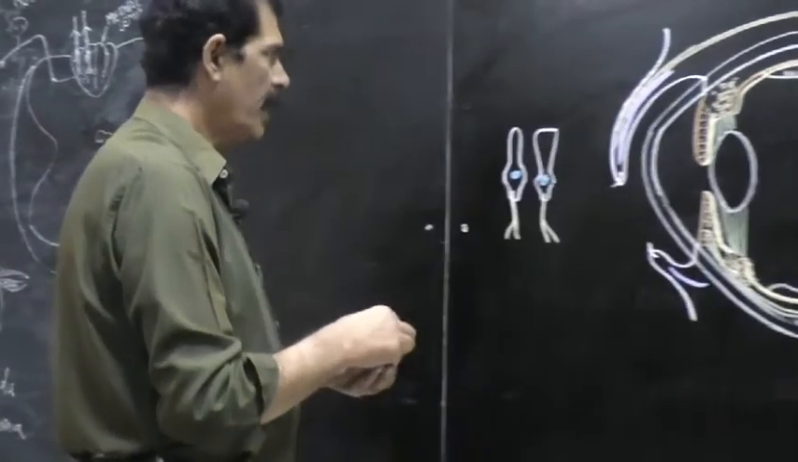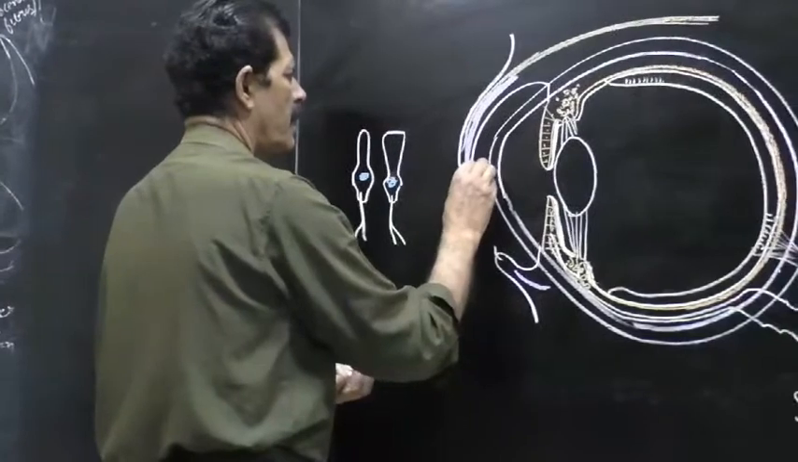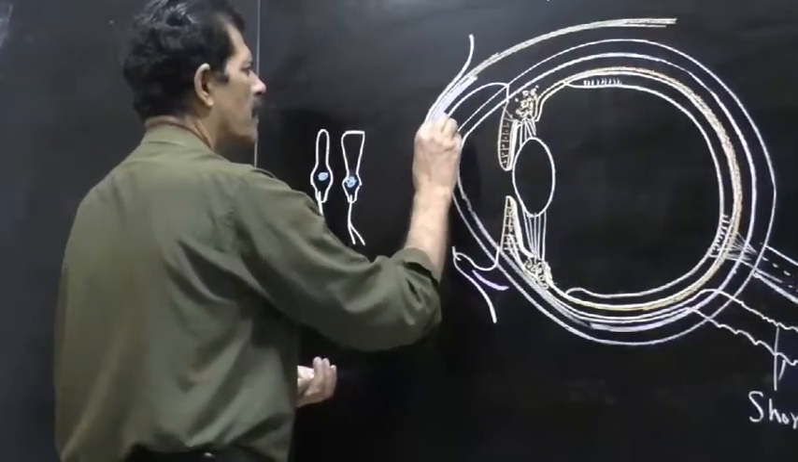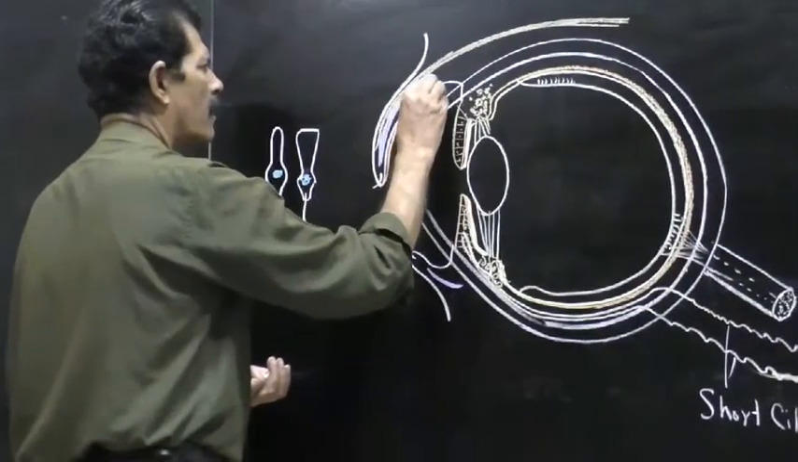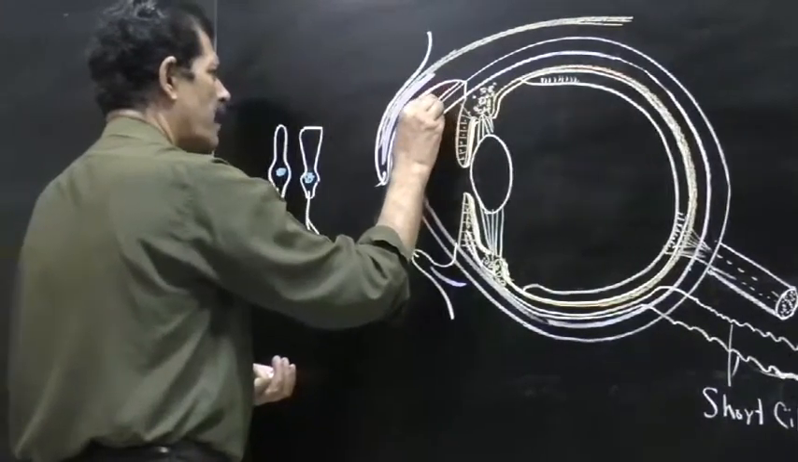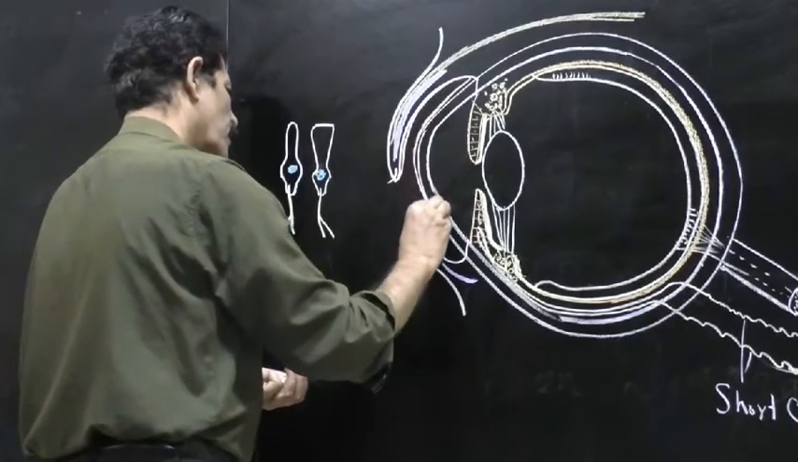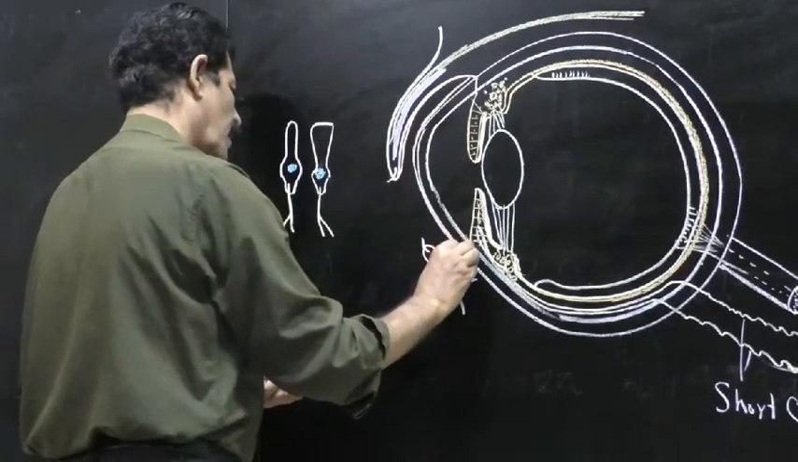The inside of the eyelid is covered by a thin sheet which is called conjunctiva, which is also covering and protecting the anterior surface of the cornea of the eye. So this layer is the conjunctiva.